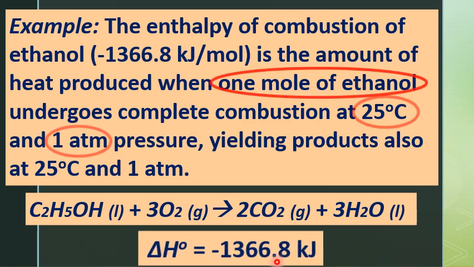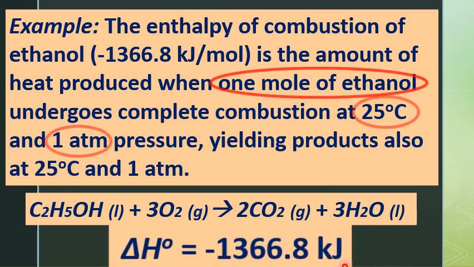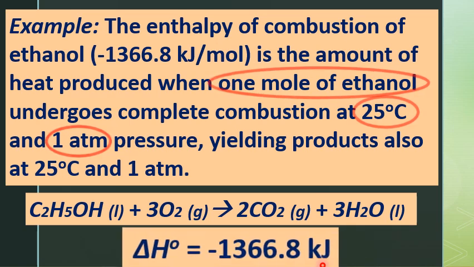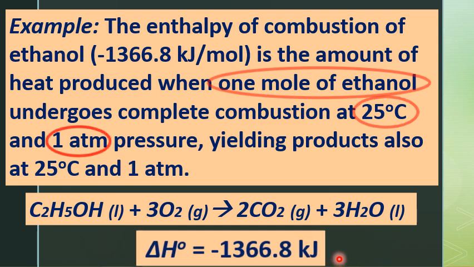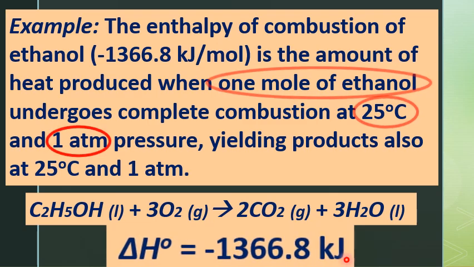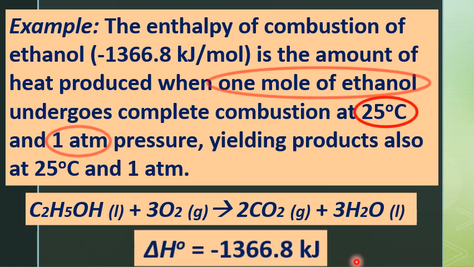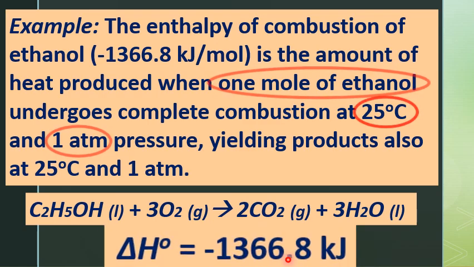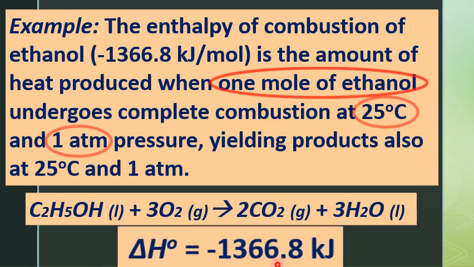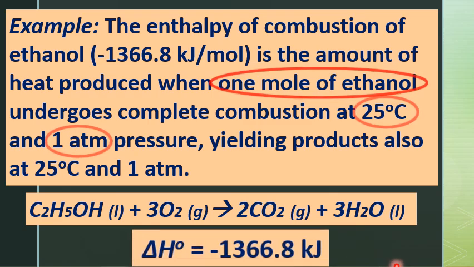So, if the coefficients of the chemical equation are multiplied by some factor, the enthalpy change must also be multiplied by that same factor. We say that change in enthalpy, or delta H, is an extensive chemical property.